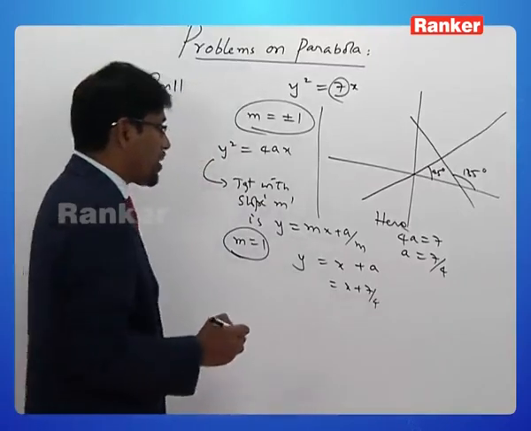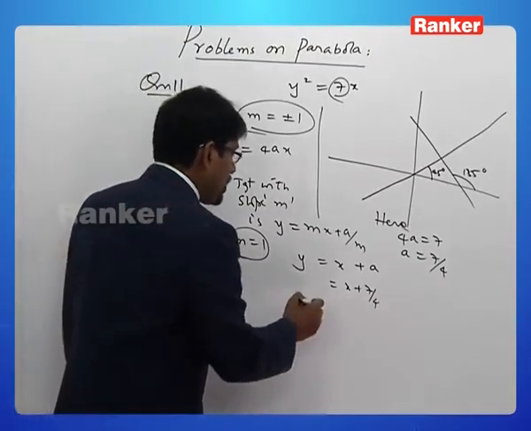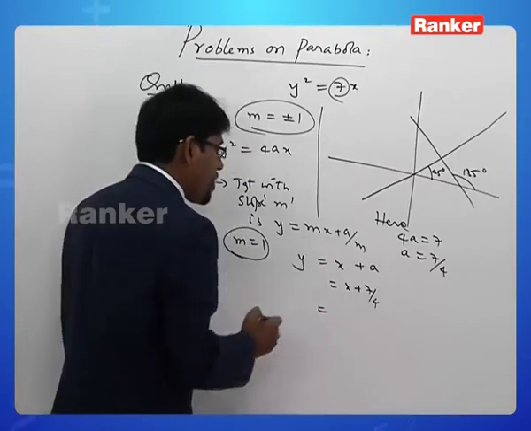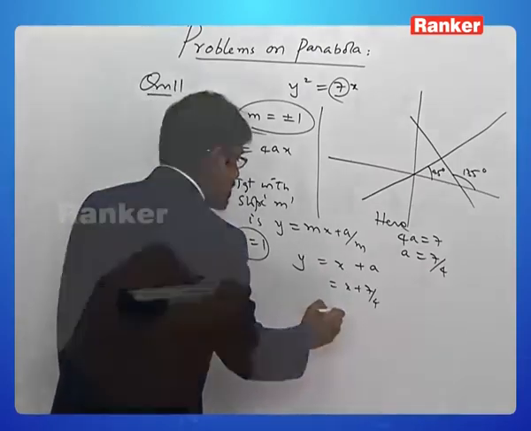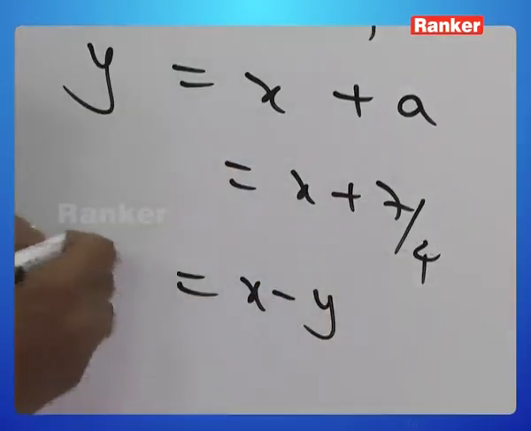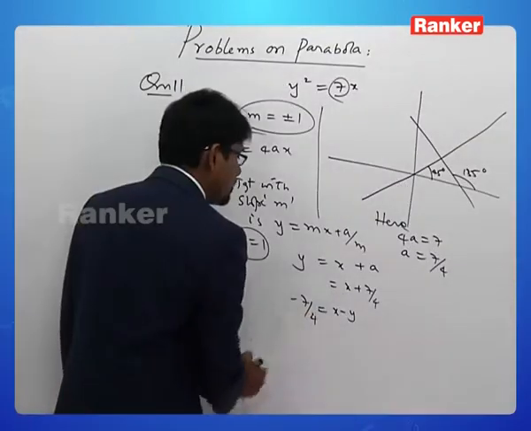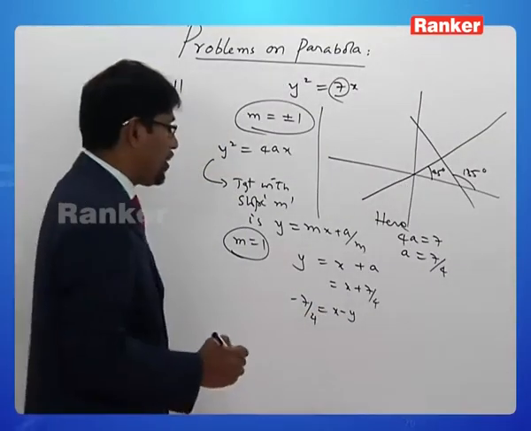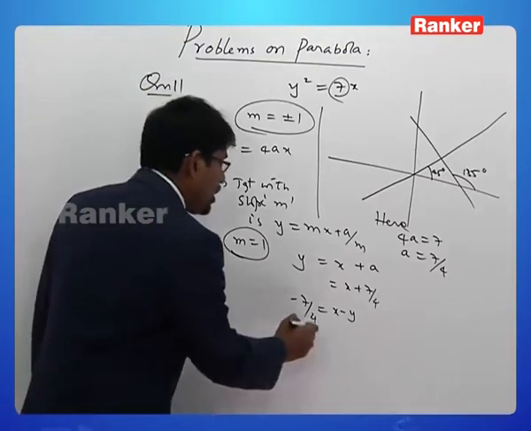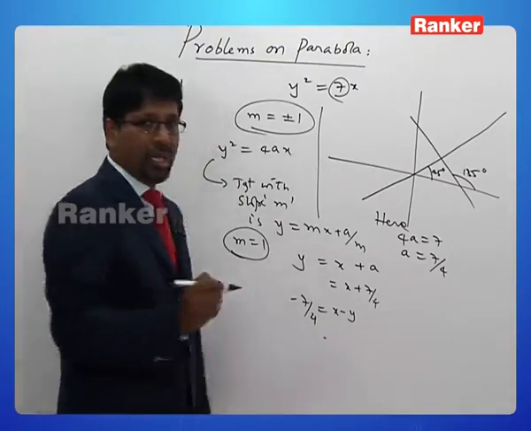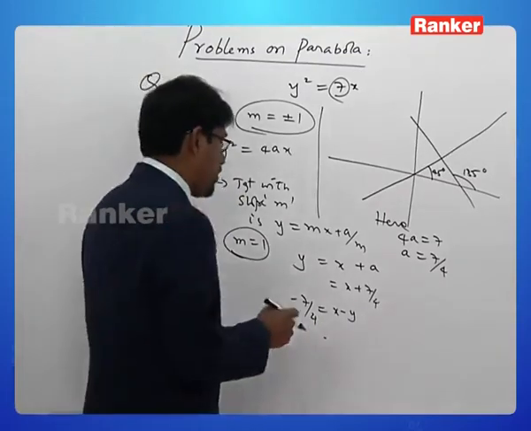y is equal to x plus 7 by 4. I can rewrite it in the form of x minus y is equal to -7 by 4. So we have therefore both the intercepts will be 7 by 4 and -7 by 4.